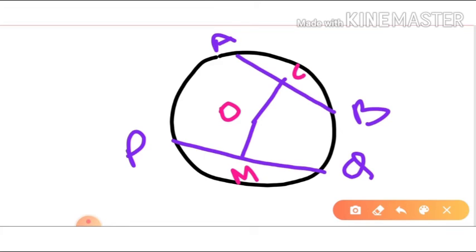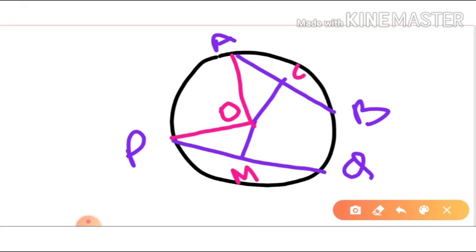So for the first theorem, that means for 10.6, you have to show that this OC and OM are equal. Okay, and you are given AB equal to this PQ. So you can take this triangle, you can take this triangle, and you can take this triangle.